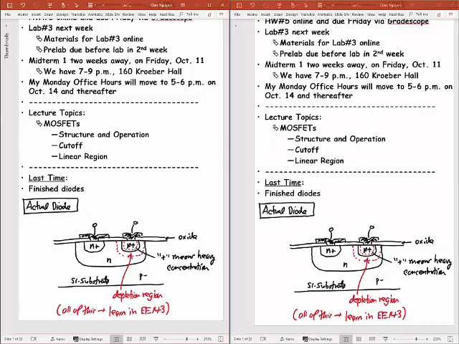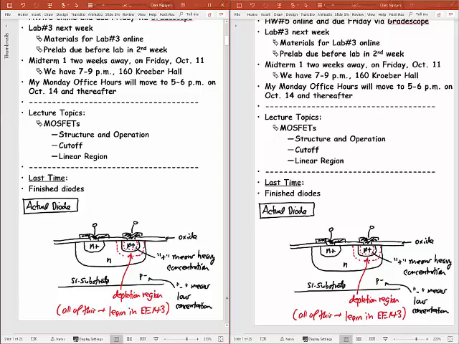If I make my diode that way, the minus here means the opposite of the plus, so it means low concentration. So I've got some regions of heavy doping concentration, some regions of light doping concentration.